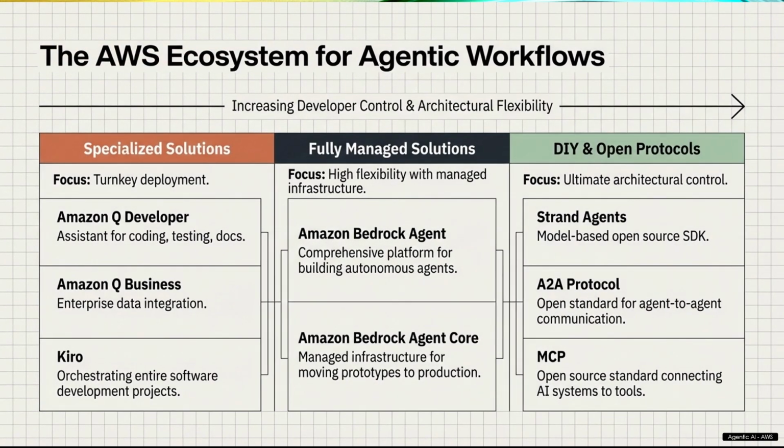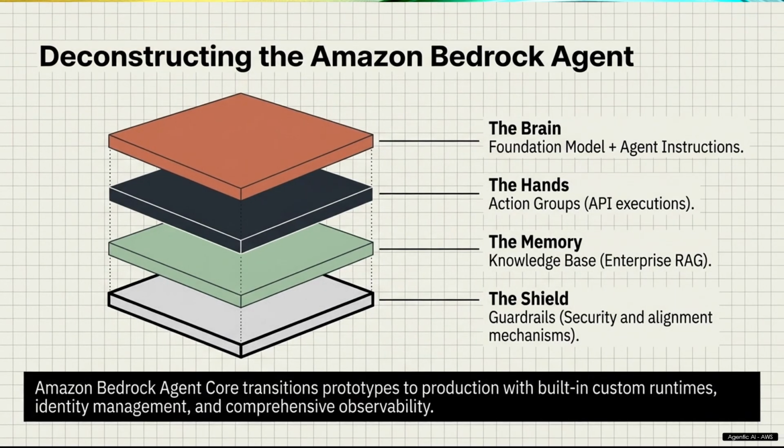So how do you actually deploy this? Slide 7, the AWS ecosystem for agentic workflows. This outlines the deployment altitude intent. The data shows 3 tiers. Specialized solutions are turnkey, like Amazon Q or Kiro. Then you have fully managed tiers, like the Bedrock agent. And for maximum control, you go to the 3rd tier? Yeah, the DIY tier, using open protocols like Strands Agents and A2A.